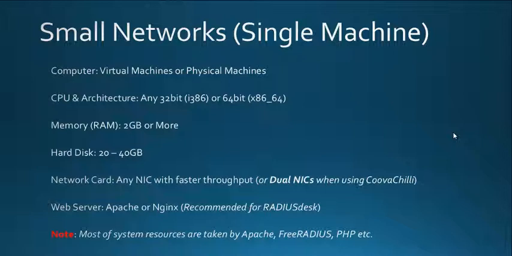So but for now we're just going to concentrate on Apache. The note below here just says most of the system resources are taken by Apache, FreeRADIUS and PHP, and this has always been one of the points of argument as to why Nginx is a better option than Apache, because apart from Apache being the old dog in the house, Nginx kind of promises better performance and of course a smaller RAM or memory footprint.